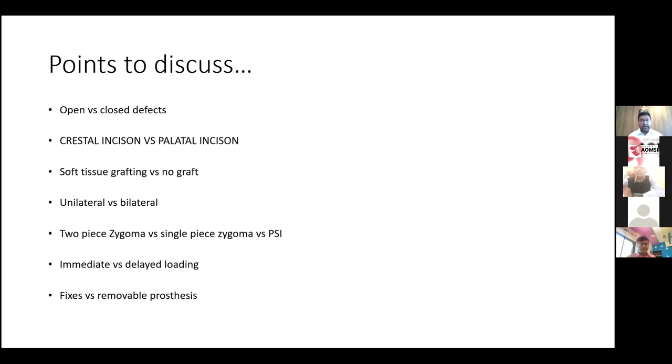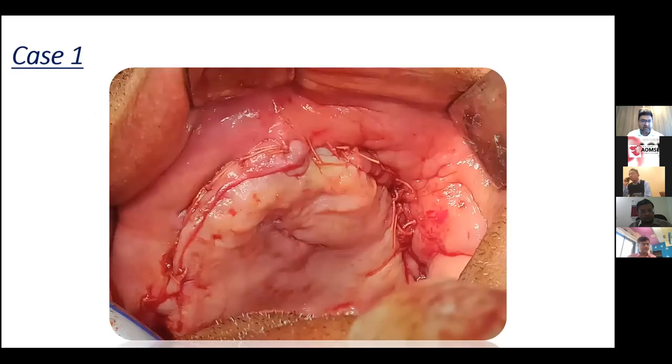Same way, as we discussed earlier, what kind of implant can we use? It can be either a two-piece or conventional zygoma implant, or a single-piece zygoma, which we call basal implants, or we can use patient-specific implants. And one of the most important things from the patient aspect is whether to go for immediate loading or delayed loading, and what kind of prosthesis we should choose, fixed or removable. I would like all the panelists to keep these points in mind during the discussion of the cases. So with this, I would like to start.